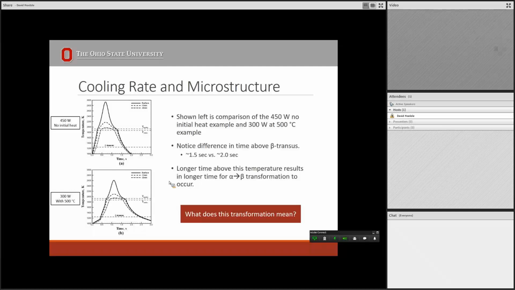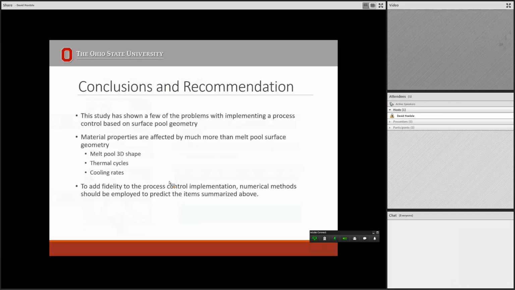Okay, we'll move on. Some quick conclusions and recommendations. The overall point of this study was that there are a few problems with this idea of just implementing process control based on the surface pool geometry. Mainly it's in the material properties and how they're affected by more than just that surface pool geometry. Obviously the 3D shapes and the depth can play a big role. The thermal cycles, how quickly it comes back down to that solid state. And then again, the cooling rates, how quickly we can freeze those microstructures.